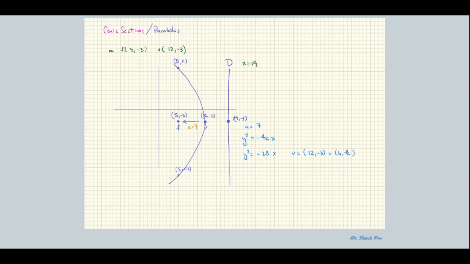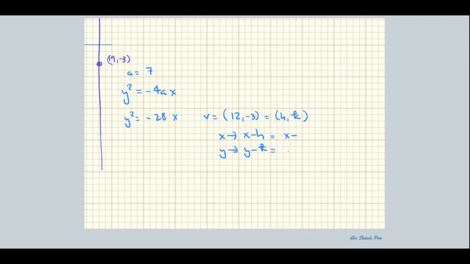And now what we're going to do is send x to x minus h and y to y minus k. What's h here, guys? 12, right? So I'm going to replace x with x minus 12. And what's k here? Negative 3. And so I'm going to send y to y minus negative 3. So you see the y over here? That y becomes y plus 3 squared equals negative 28.